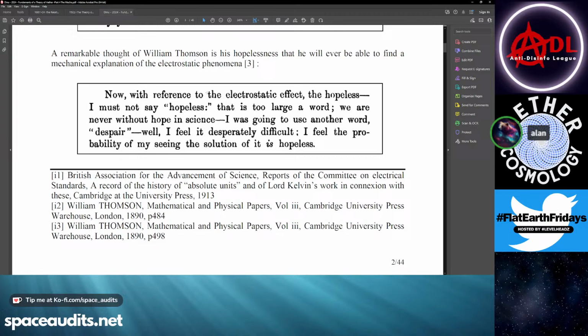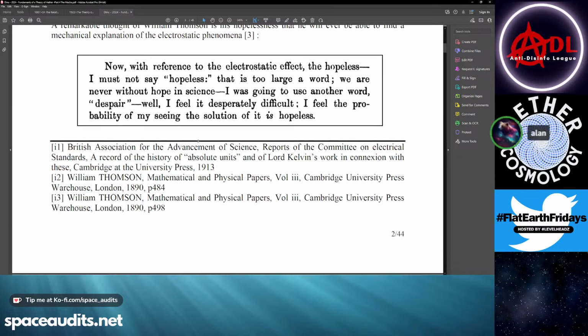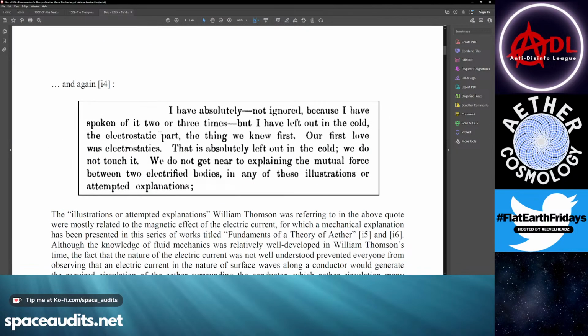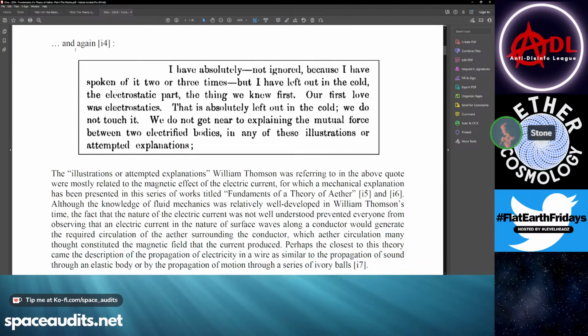Now, with reference to the electrostatic effect, the hopeless. I must not say hopeless, that is too large a word. We are never without hope, since I was going to use another word, despair. Well, I feel it desperately difficult. I feel the probability of me seeing the solution of it is hopeless. Dang. He had a way with words, huh? Debbie Downer.